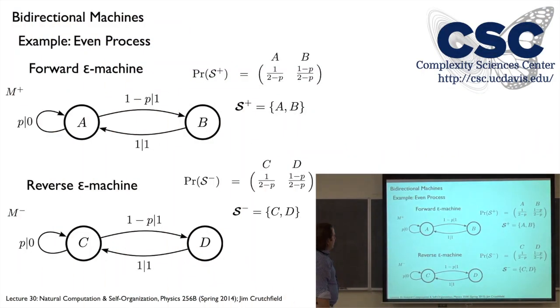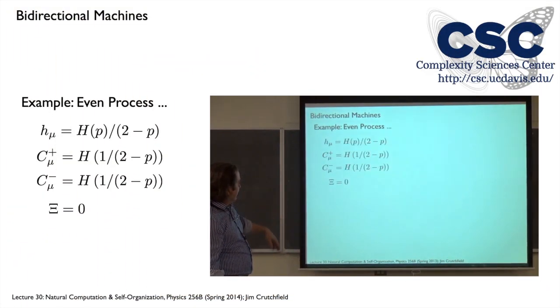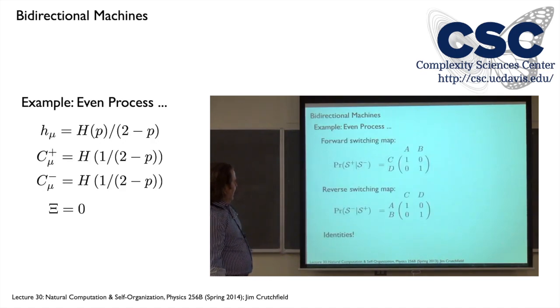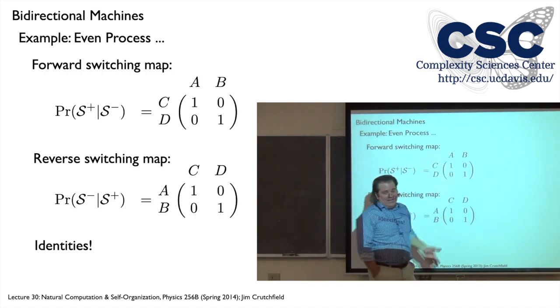So some examples. Well, we did the even process, which turned out, despite its non-Markovian strangeness, to be a really simple example because both the forward and reverse machines were the same. And again, we can write down everything we want about their asymptotic state distribution. Using those, we can calculate the forward and reverse quantities, causally reversible. You can write out the switching maps, which I didn't put the details in here, but in fact they're identities.